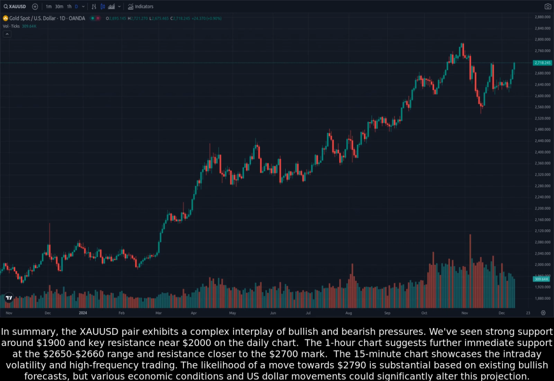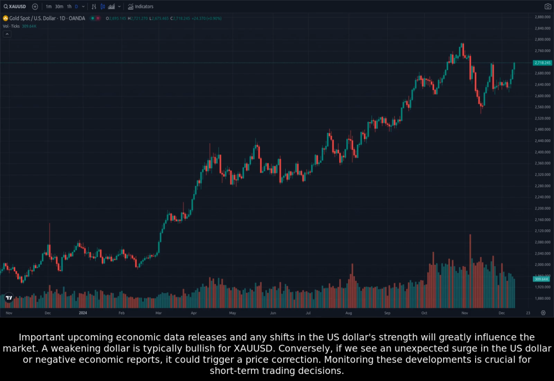The likelihood of a move towards $2,790 is substantial based on existing bullish forecasts, but various economic conditions and US dollar movements could significantly alter this projection. Important upcoming economic data releases and any shifts in the US dollar's strength will greatly influence the market. A weakening dollar is typically bullish for XAUUSD.